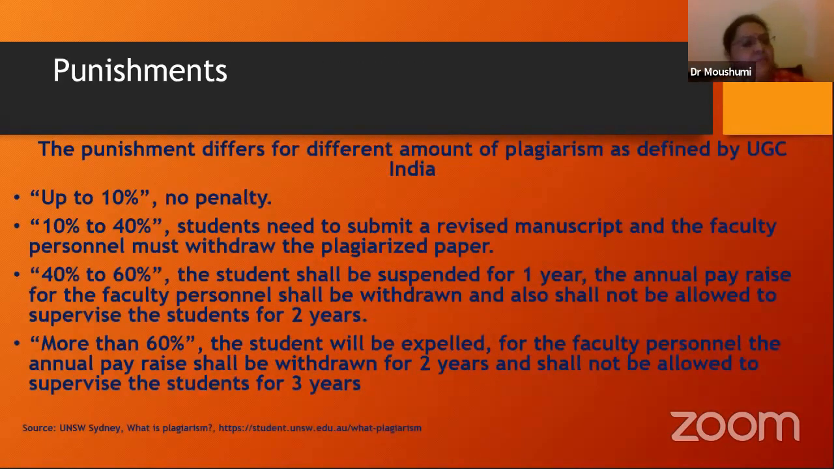As I said, there are punishments up to 10%. There is no penalty at all. 10 to 40%, 40 to 60%, more than 60%. There are different levels of punishment. Even your research, you can be expelled from the university, or you may not be allowed to do your PhD for 2 years. It can be very, very serious at times. So my friends, take plagiarism as a very, very important part of your thesis.